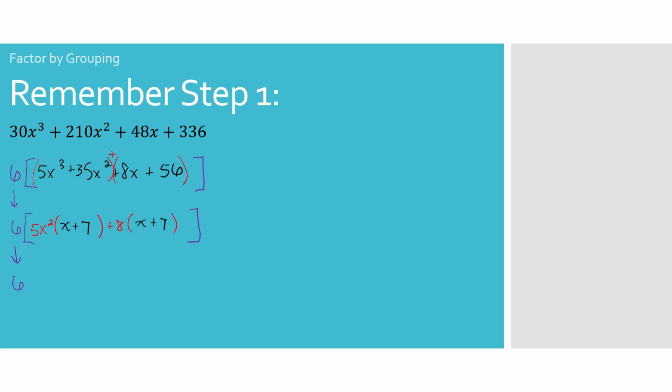And now I no longer need to worry about those bigger brackets. I can just write my polynomials. So I have x plus 7 and then I have what's left over, 5x squared plus 8. And there is my factored answer. 6 times the quantity x plus 7 times the quantity 5x squared plus 8.